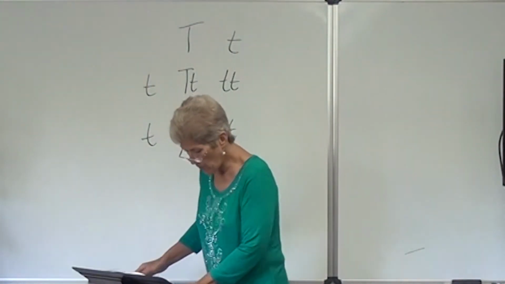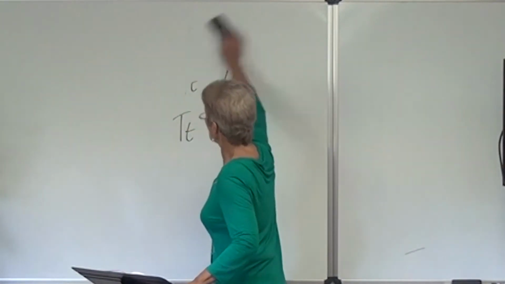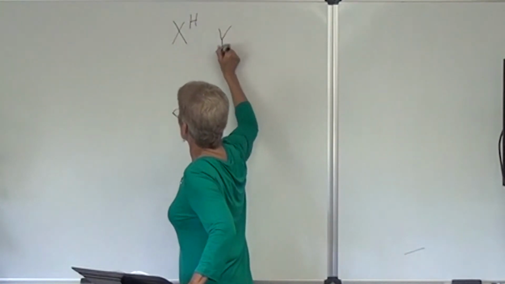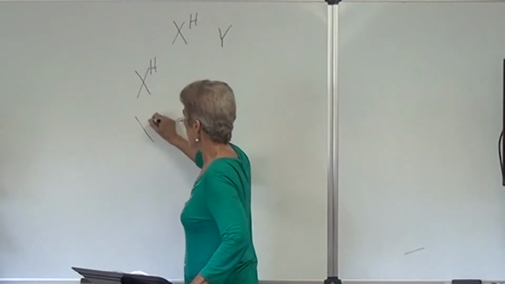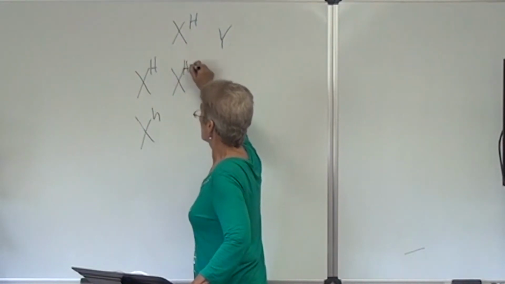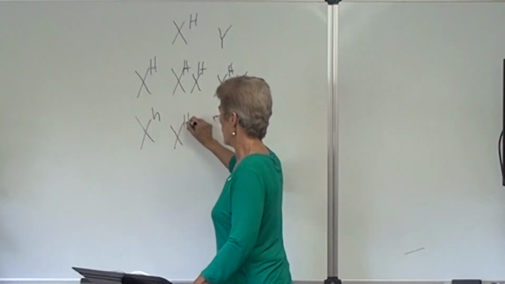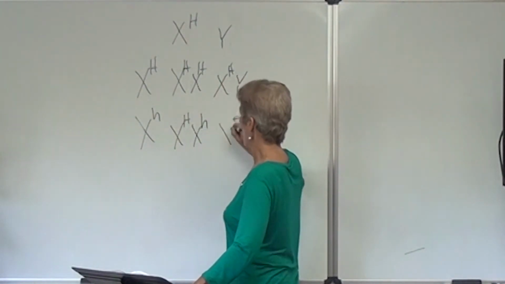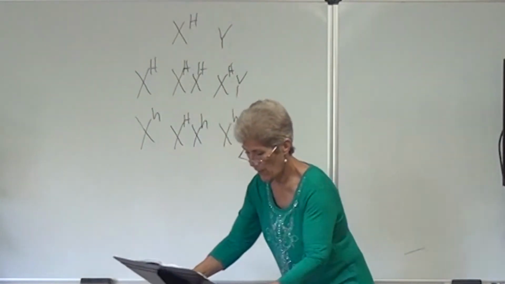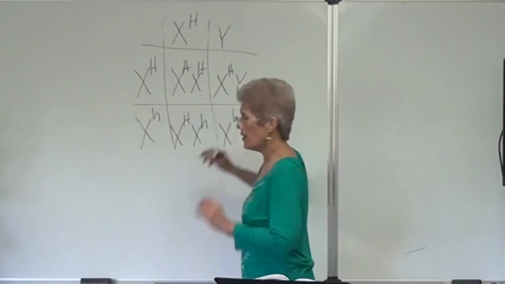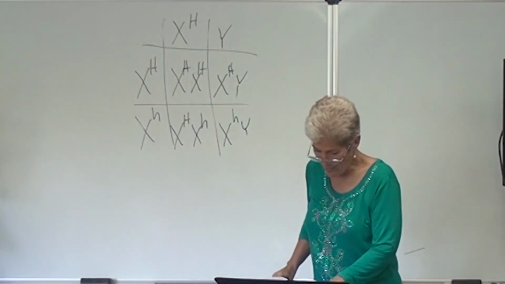Hemophilia is a sex-linked recessive trait. Write a Punnett square for a non-hemophiliac man having children with a woman who carries the disease. So the man is healthy and the woman carries the disease. Okay, and if you did your Punnett square, you're supposed to put your lines. I'm being bad for time purposes. And so there's your Punnett square.